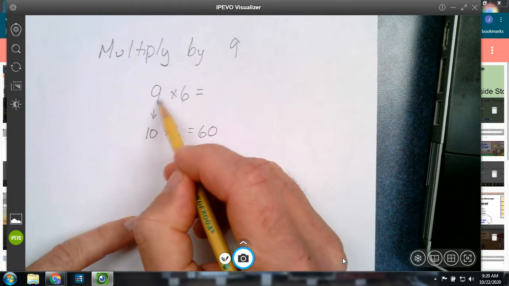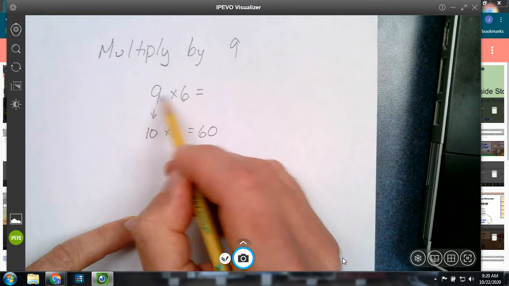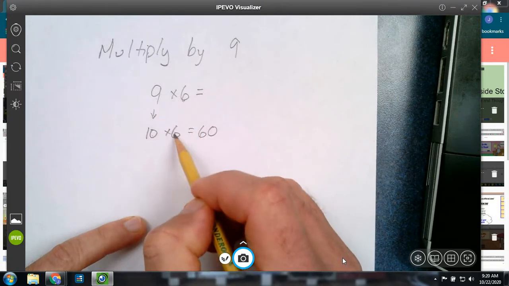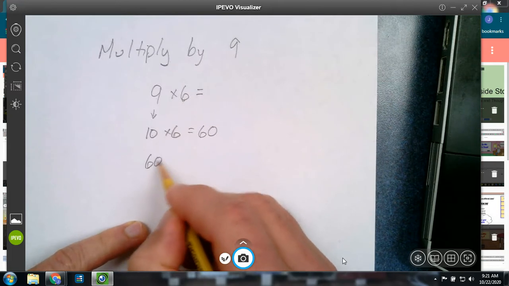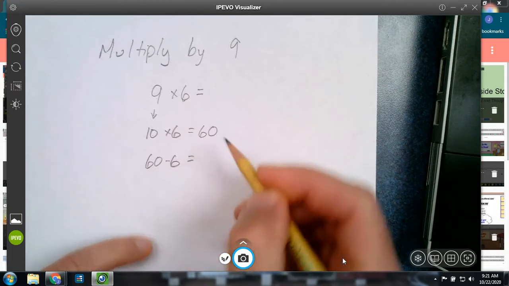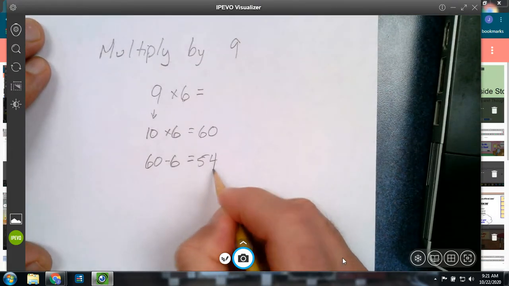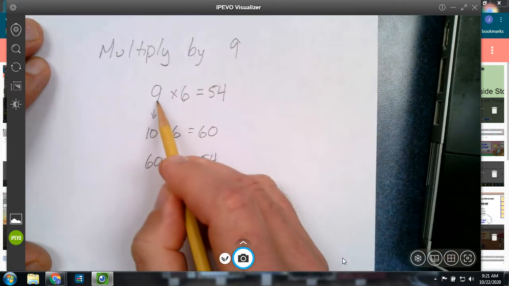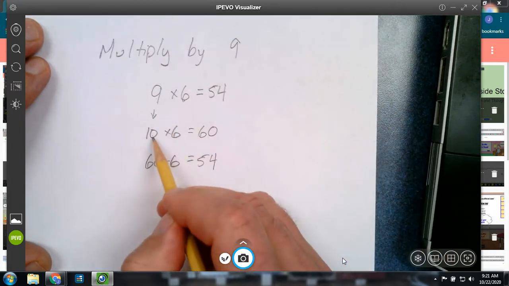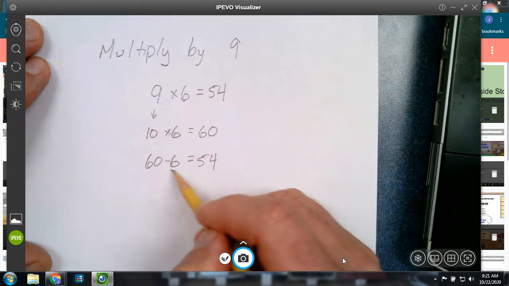But because I added one more group of 6, instead of 9 groups of 6, I made 10 groups of 6, I have to, in my head, subtract 60 minus 6. And that gives us 54. So 9 times 6 is 54. So instead of multiplying 9 times 6, I multiplied 10 times 6, and then I subtracted 6 more.